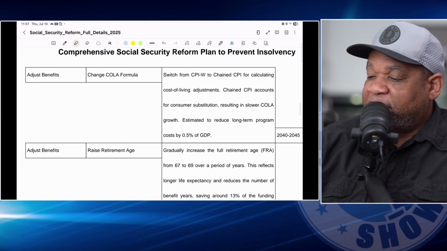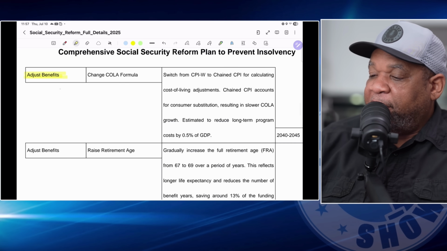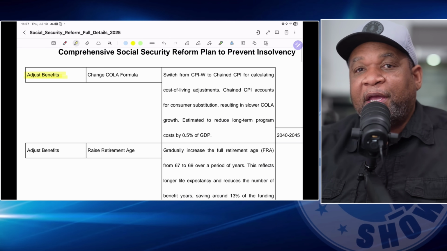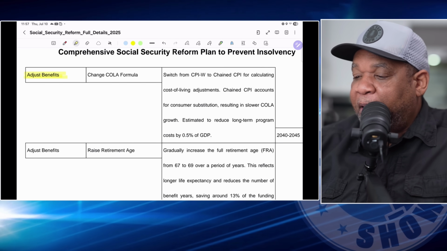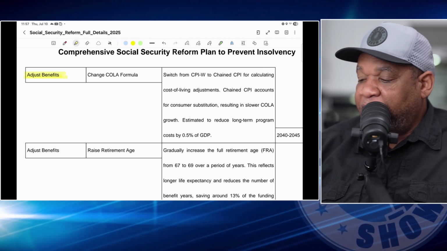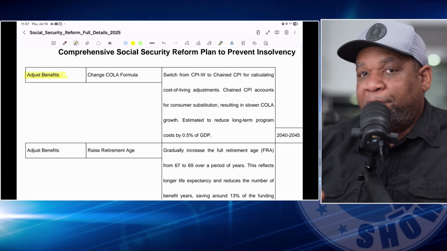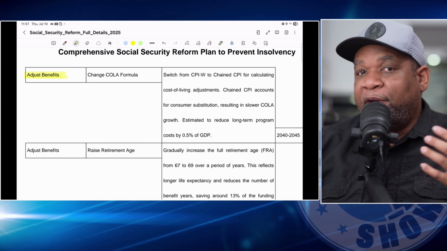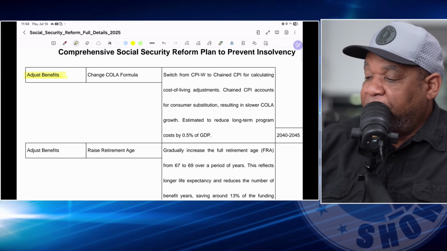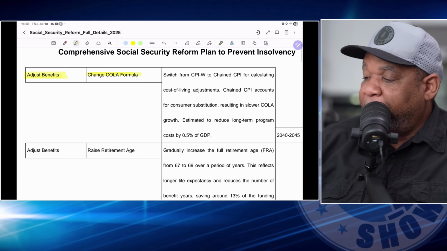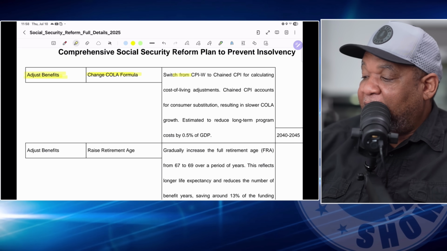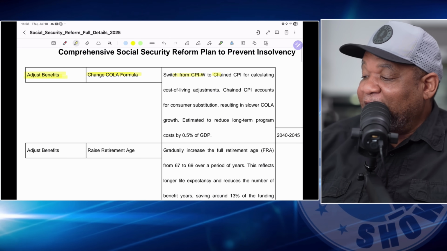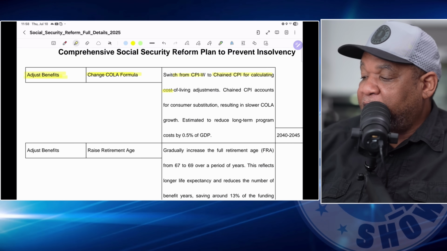Now we're making adjustments. Before, I did another video where I was talking about increases, so how to bring in more revenue for the program. These are adjustments. So you're not necessarily bringing in more revenue. You're making some changes to the current way things are being done. And so the first thing here is changing the COLA formula. Okay, switch from the CPIW to chained CPI for calculating cost of living adjustment.